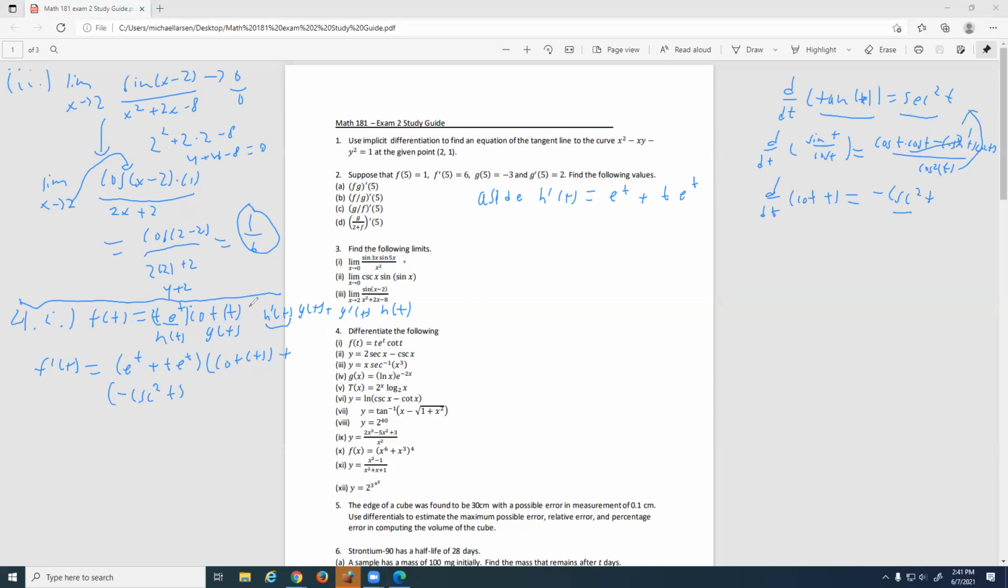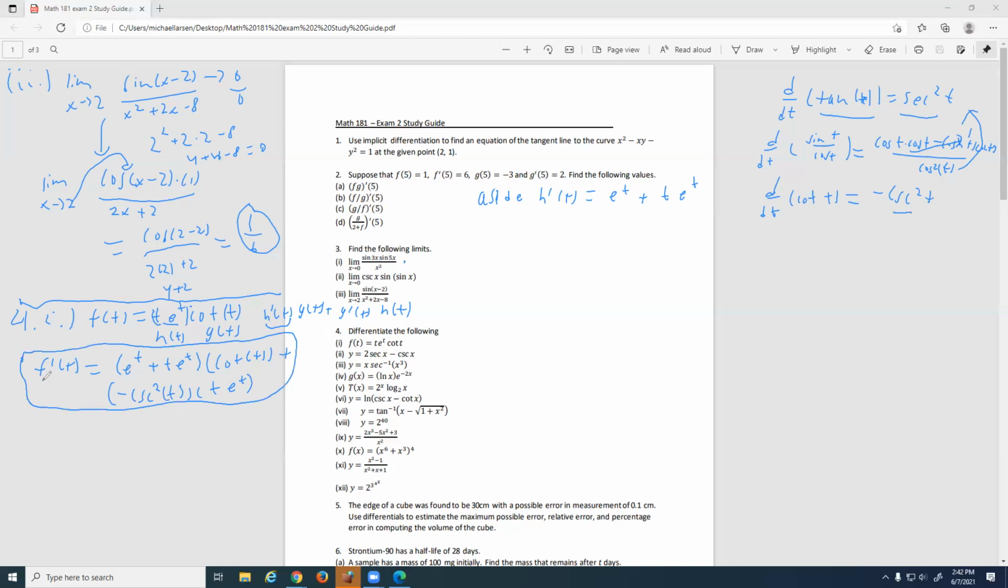So g prime of t here, the derivative of cotangent t should just be cosecant t. Not cosecant t, minus cosecant squared t. Sorry about that. And then we'll multiply by the original h of t, which was t times e to the t. From here, you could simplify this down a little bit, multiply this out, but I don't think there's too much big simplification you could do here. So I think this is a fine answer for f prime of t. I think we should be good to stop here for that one.